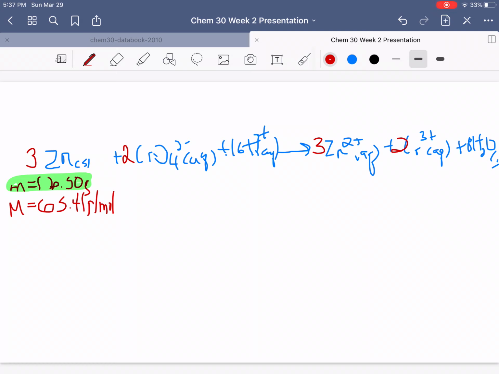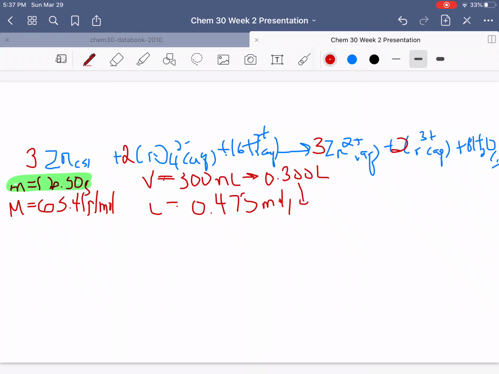Okay, go back to the chromate numbers that were given to you. This is a volume of 300 mL. Now, it can't be left in mL. We're going to have to change this to liters, divide by 1,000, 0.300 liters. And the concentration of this one is given, 0.475 moles per liter. Okay, that's more than enough information to figure out what our n is for the chromate. And then we can use the balanced reaction. n here is equal to C times V.